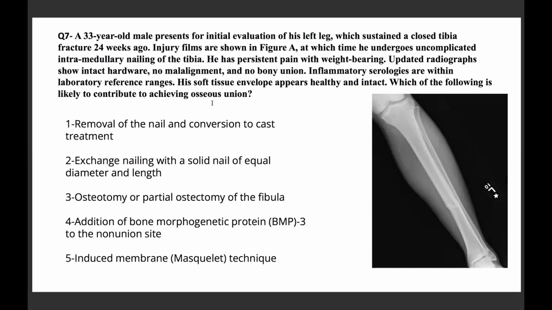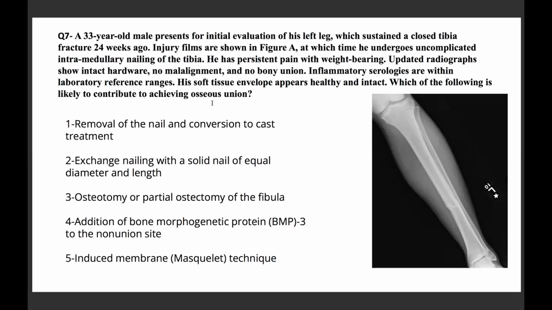Okay, let's review the options again. First, let's review the case again. Closed tibia fracture 6 months ago. He underwent an uncomplicated nail of the tibia. He has persistent pain with weight bearing. Updated X-rays show intact hardware, normal alignment, no bone union. Inflammatory serology is within normal limits. Soft tissue envelope appears healthy and intact.